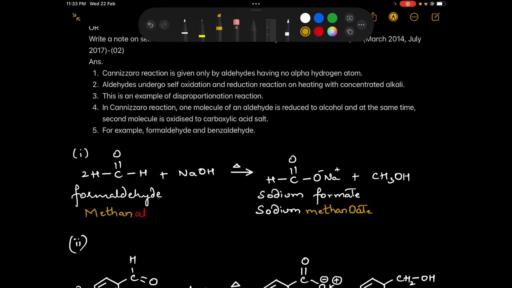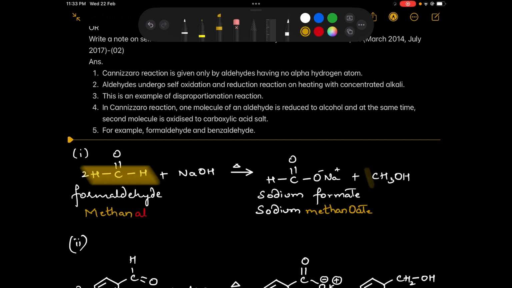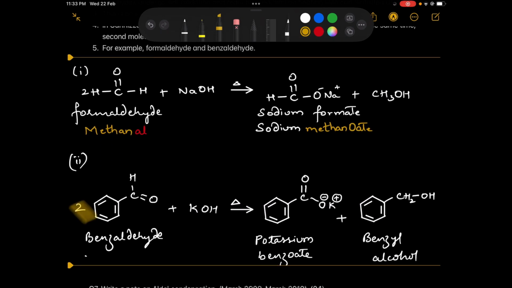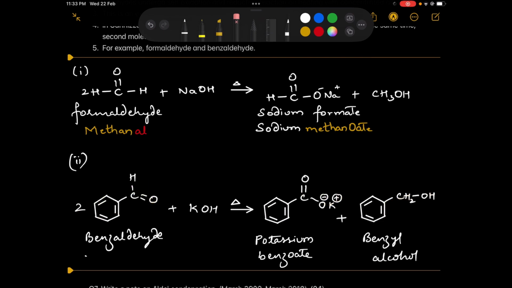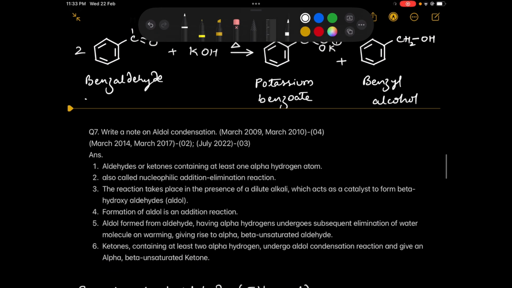See the example I have taken, one is formaldehyde. So formaldehyde will undergo oxidation as well as reduction, as I told you. So it will be reduced to alcohol, that is methyl alcohol, as well as it will get oxidized to a salt. Here it is sodium formate salt, or we can also call it sodium methanoate. The next example I have taken is benzaldehyde. So benzaldehyde will get reduced to benzyl alcohol, as well as it will get oxidized to potassium benzoate, which is a salt. Let's move on to the next question.